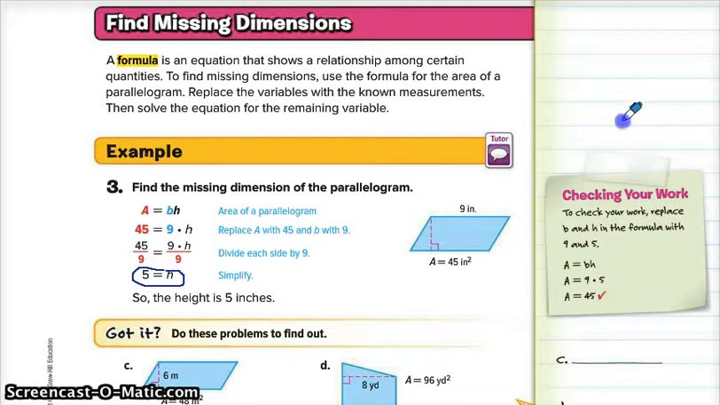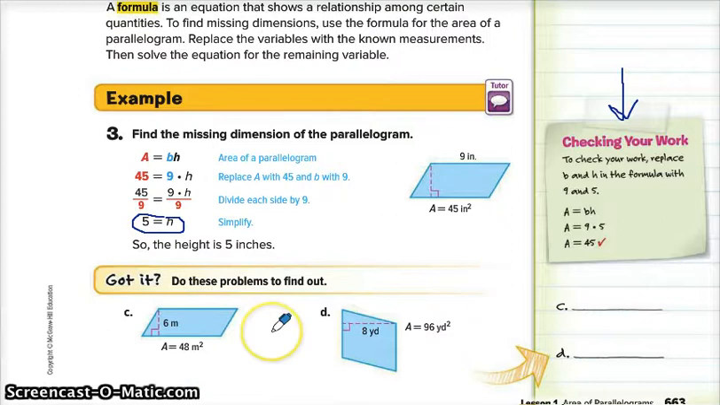And then if you look over here, we should actually be checking our work to make sure that we have the right answer. So go ahead and look at the got it below, and you're going to try and figure out the missing dimension for each of the parallelograms.